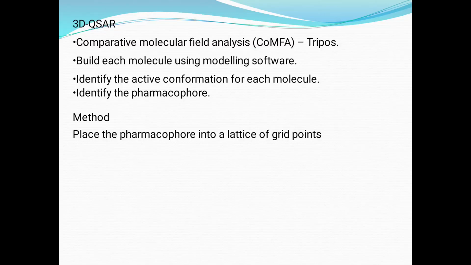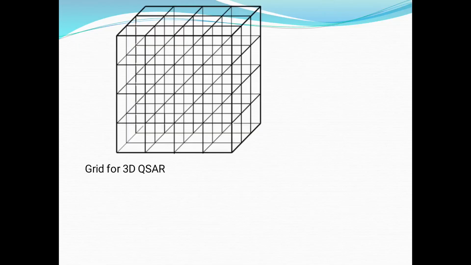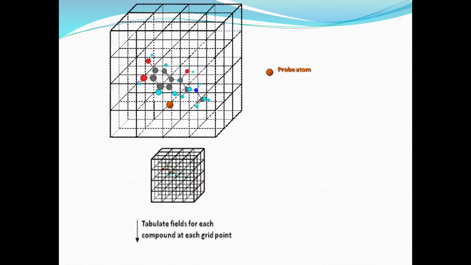Then you come to 3D QSAR. The most commonly used software is Comparative Molecular Field Analysis (CoMFA) from Tripos. You build each molecule using modeling software, identify the active conformation of each molecule, identify the pharmacophore, and place that pharmacophore in the lattice of grids. This is your lattice of grid. This is the way you place a compound in the grid.